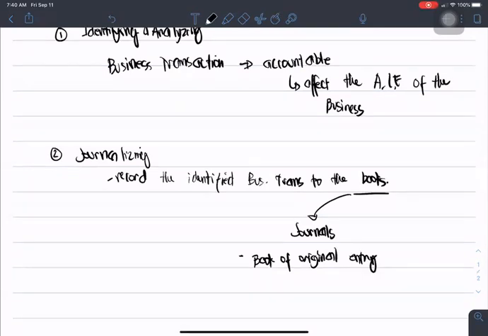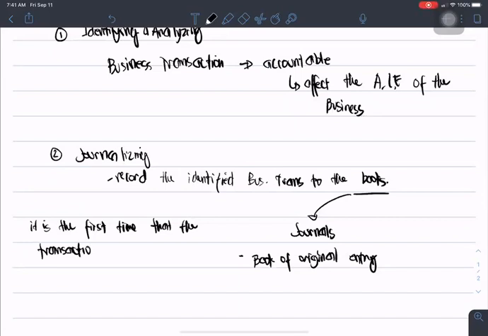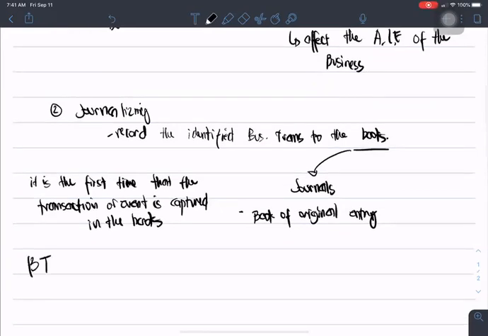It is the book of original entry because it is the first time that the transaction or event is captured in the books. So we already have your business transaction. We said it is an accountable event. What's the next step? You place it now in your journals, which is known as your book of original entry. Original because it is the first time that you will record the business transaction to the books.